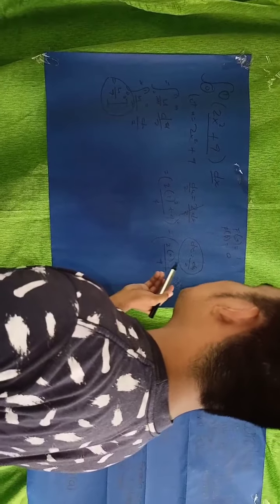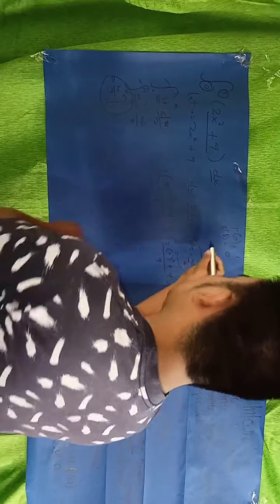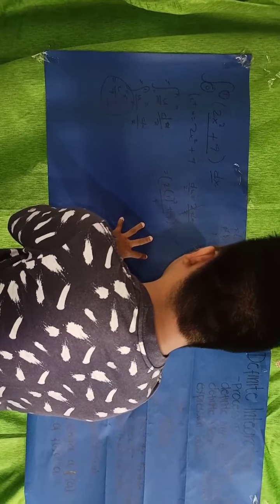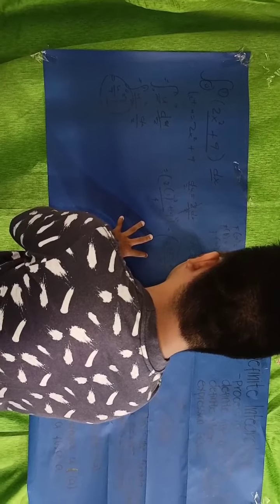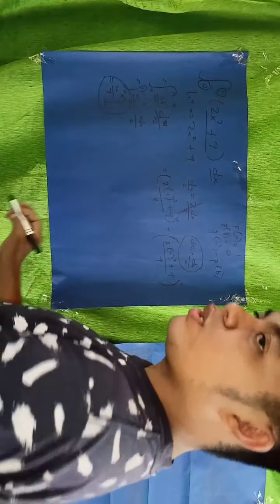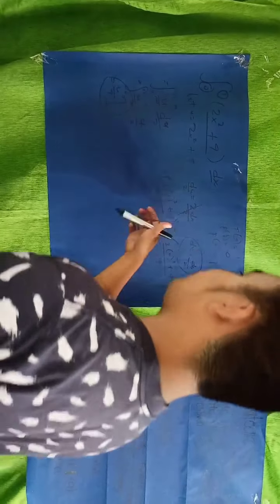Why do we get this? Because the main formula of definite integral is f of a minus f of b. So this is the a and this is the b. Now that we are solving it, I need a calculator. So we will solve this first.